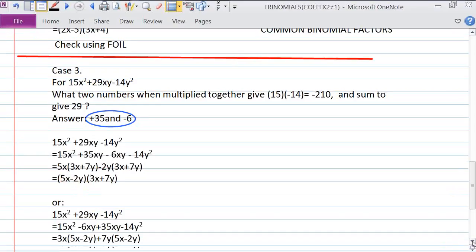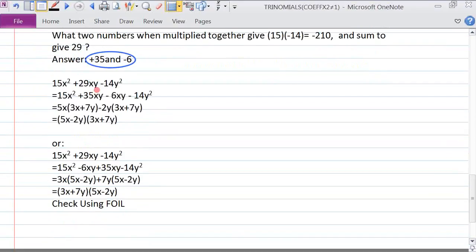So if I do this the other way, instead of saying plus 35xy and minus 6xy, I do minus 6xy plus 35xy. Out of these first two terms, I can factor 3x. 3x times 5x gives me 15x squared. 3x times minus 2y gives me minus 6xy. From these two terms, I can factor out 7y, and I'm left with 5x times 7y gives me plus 35xy. 7y times minus 2y gives me minus 14y squared.